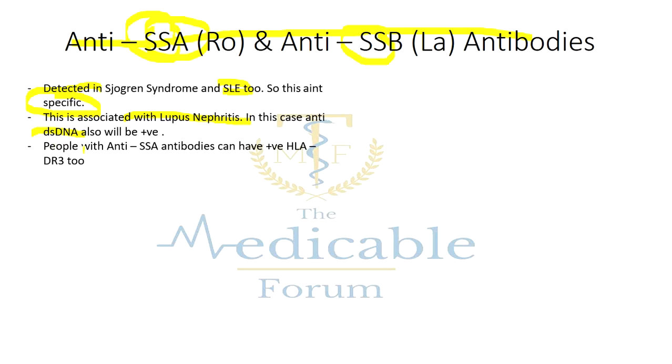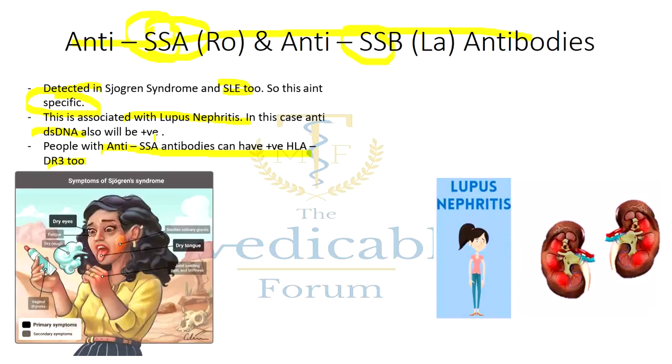People with anti-SSA antibodies can have a positive HLA-DR3 too. We'll talk about HLA-DR3 in a completely different video tutorial. You see, Sjogren syndrome, mainly dry eyes, dry mouth, dry tongue. Yeah, gritty sensations in the eye are the common complaints of Sjogren syndrome. You see, lupus nephritis is associated with double-stranded DNA and anti-Ro.